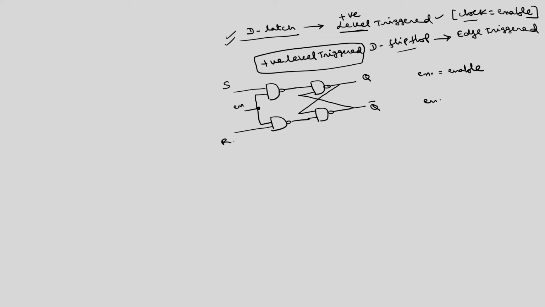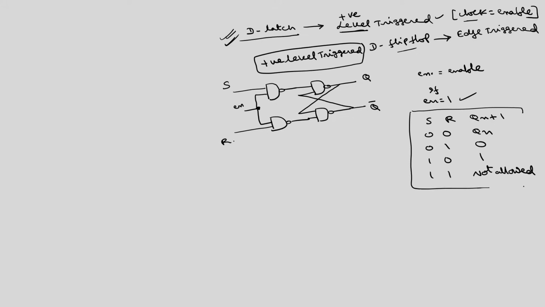That means, whenever enable is equal to 1, the SR flip flop truth table follows. For SR, Qn plus 1: 0 0 gives Qn, 0 1 gives 0, 1 0 gives 1, and 1 1 is not allowed. But if I want to take this as a D latch, this 1 1 condition will never occur. So, this is valid only for enable equal to 1, and if enable is equal to 0, the flip flop remains in the previous state.